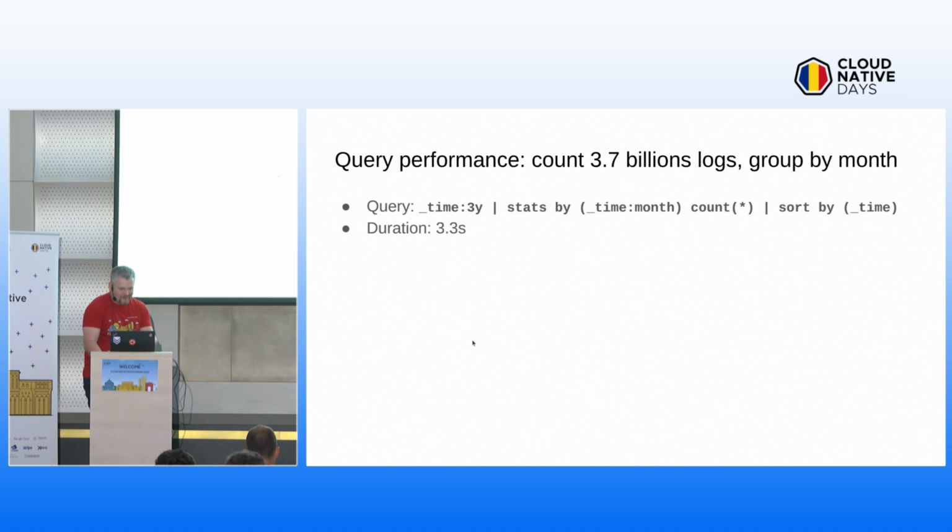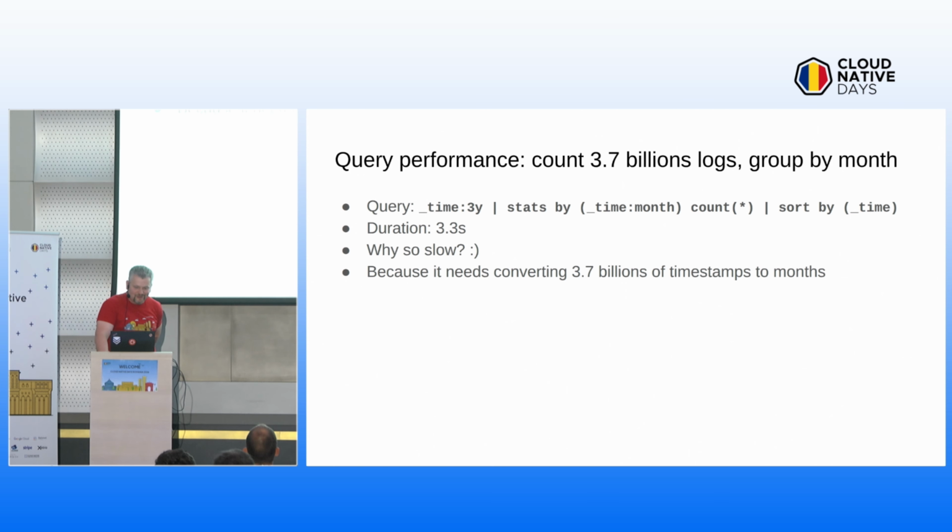Okay, here the duration is 3.3 seconds. Why is it so slow compared to the previous query? Because you need to convert every timestamp to months. And if you divide 3.7 billion logs by 3.3 seconds, you get that VictoriaLogs, the single-node version, performs this conversion from timestamps to months at more than 1 billion timestamps per second.